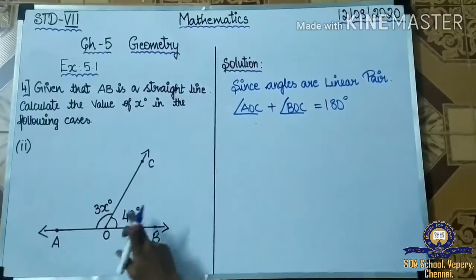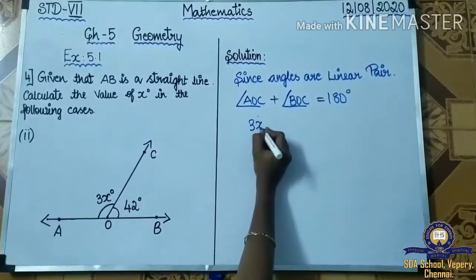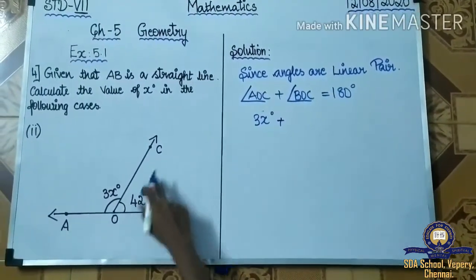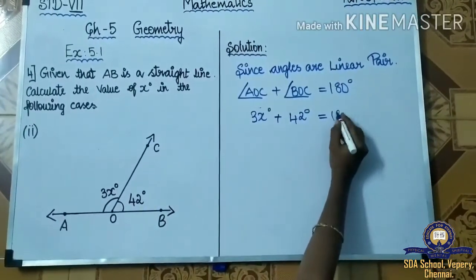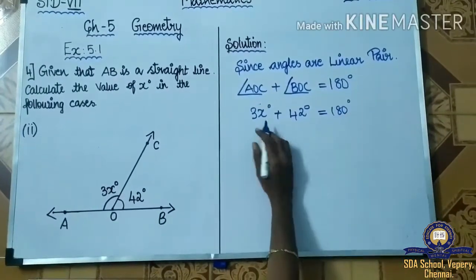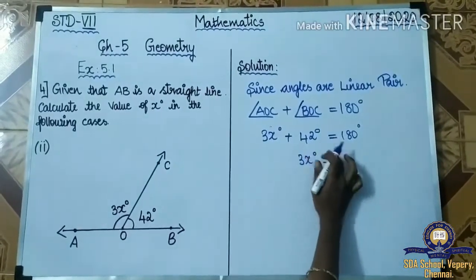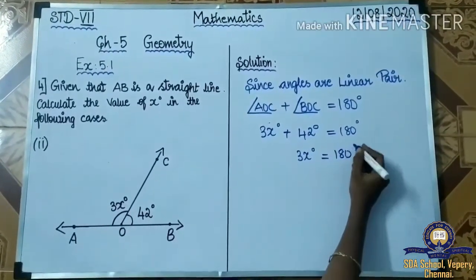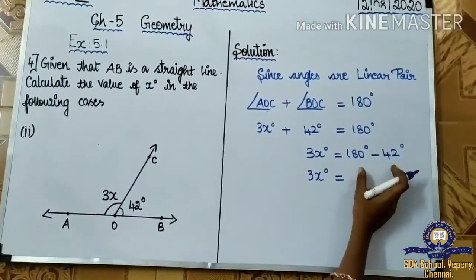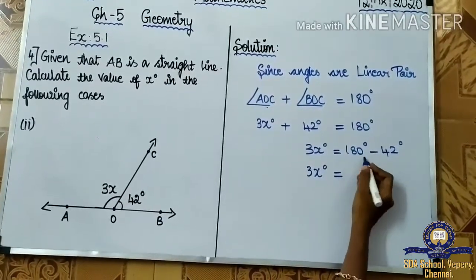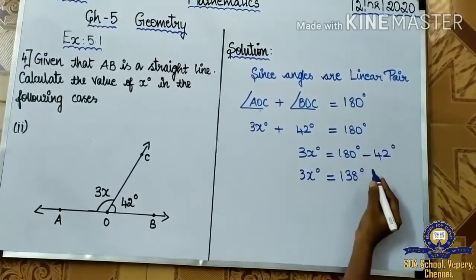Now we are going to substitute the values. The angle AOC is 3x degrees plus angle BOC is 42 degrees equal to 180 degrees. So you keep the 3x as it is, equal to 180, and the 42 moves to the right side and becomes minus 42. Now we are going to subtract the two values. 180 degrees minus 42 degrees, we get 138 degrees.